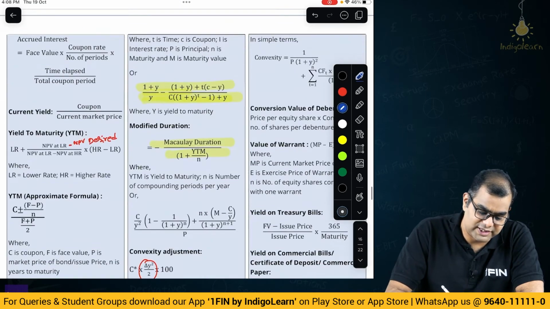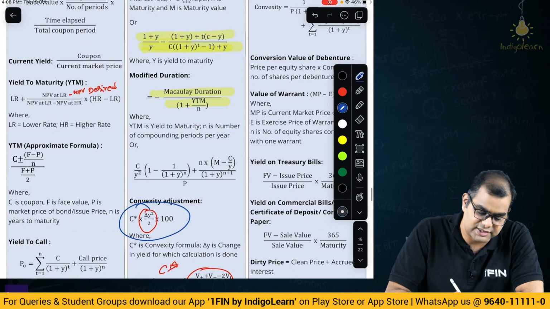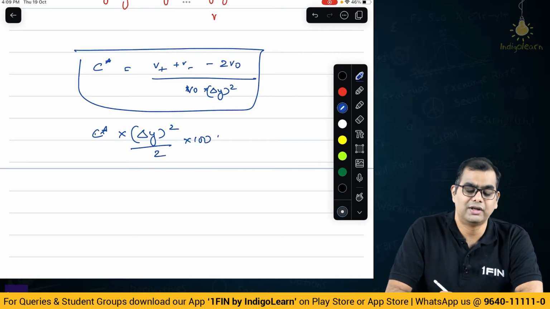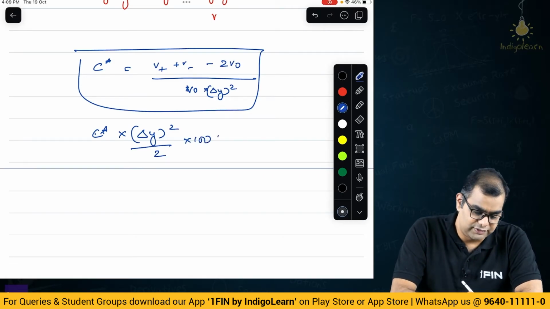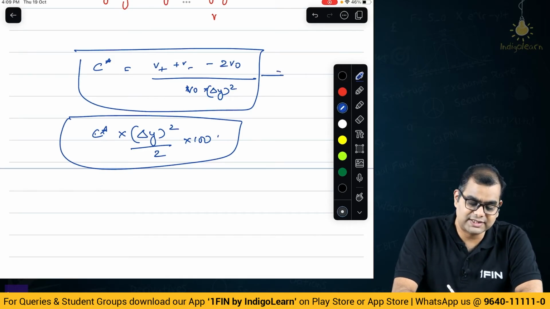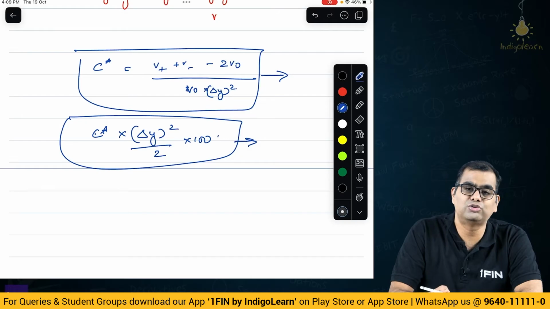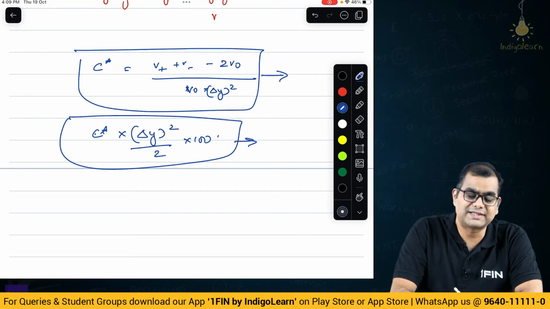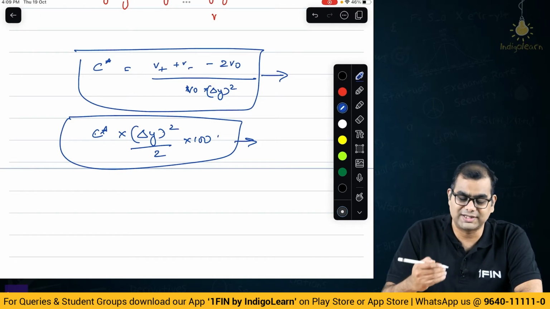This is just the value of C star. The adjustment that you have to do for convexity is C star into delta Y square by 2 into 100. This is purely the convexity effect for a change in yield. Because you are doing the second derivative, this convexity value is appearing for both the plus and minus you have computed, so you are dividing it by 2 to get the value for one side.